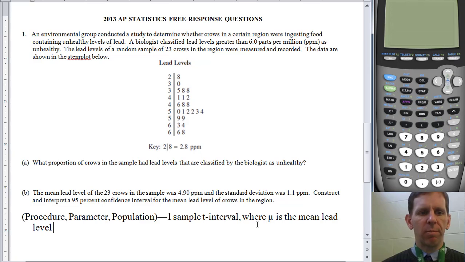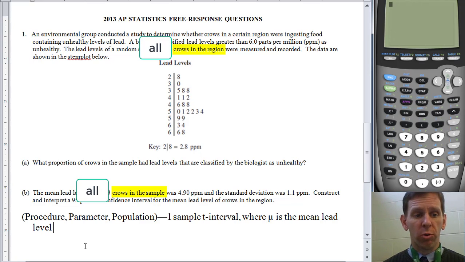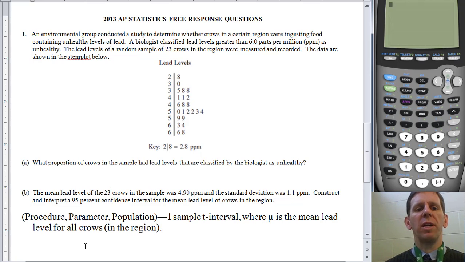The population. Look for the sample size. That should help you with the population. Twice it talks about a sample of 23 crows in the region, or 23 crows. Our population is not going to be 23 crows. It's going to be all crows, or all crows in the region. I don't think it's necessary to put in the region. If you do, I think it's a little bit better answer. But this sentence should address procedure, one sample t-interval, parameter, mu is the mean lead level, and the population, all crows. Now we can move on to our second step.